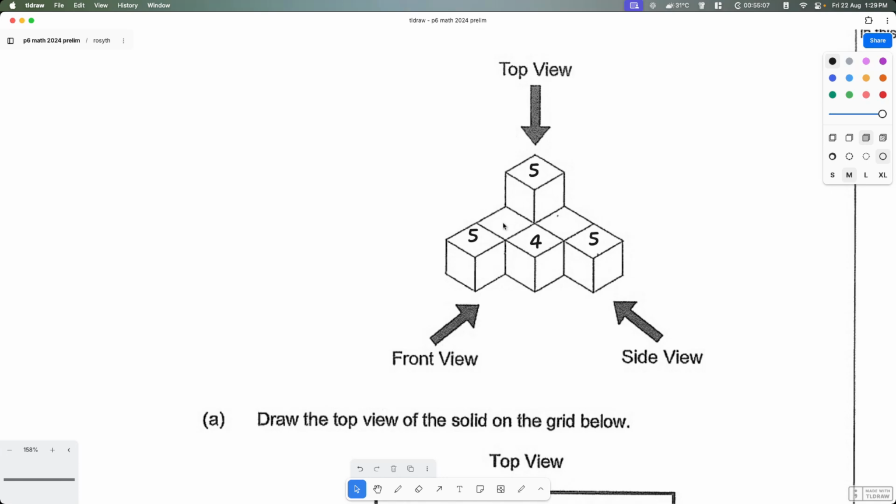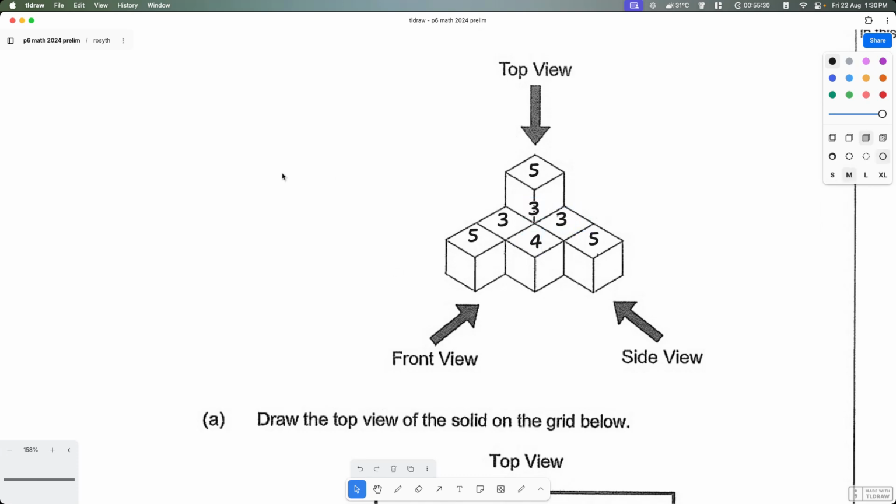This one will be one, two, and three. Three over here, and then one, two, and three, three over there, and the bottom one will be one, two, and three as well. So I'll just put the three somewhere here. Three over here as well.